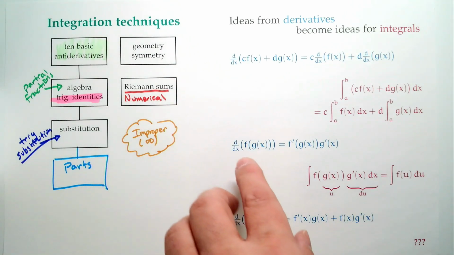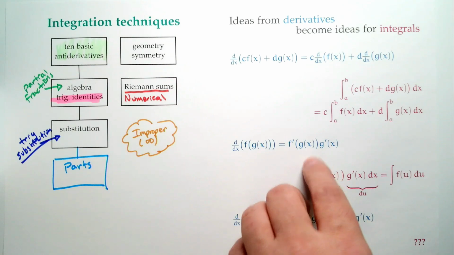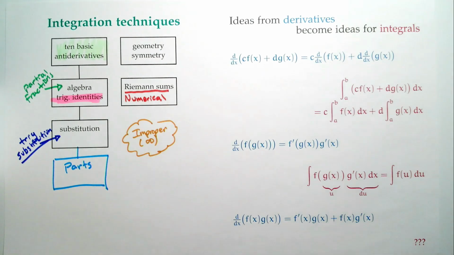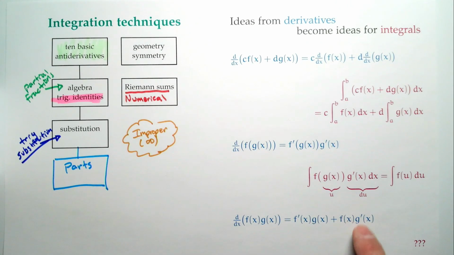We also have the chain rule. That became substitution. And the other big rule for differentiation is the product rule. So what do we do when we have a product of two functions? If I have the derivative of f times g, it's f prime times g plus f times g prime. And what does the rule become? That's what we're going to talk about right now.